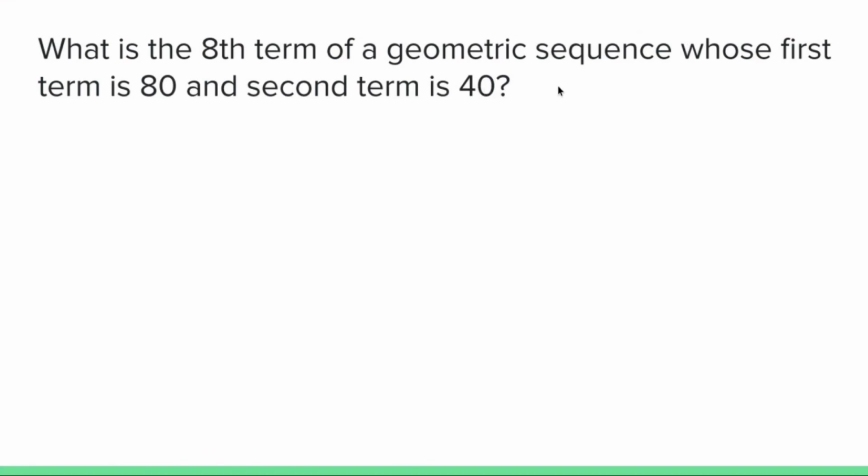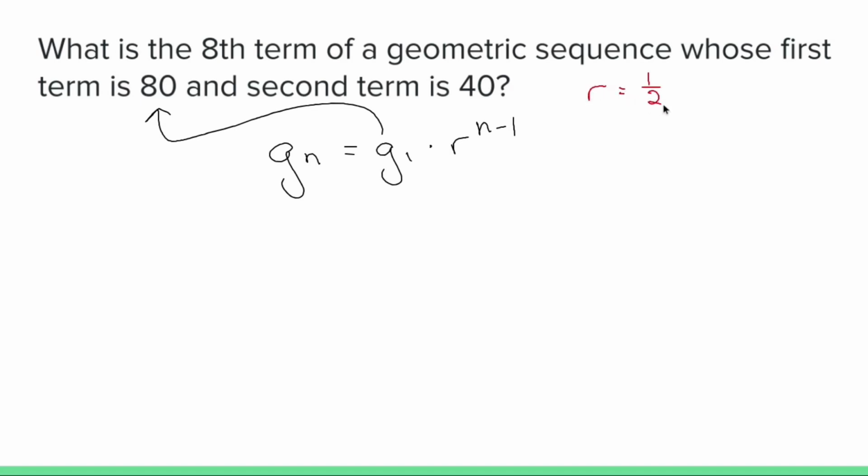What is the eighth term of a geometric sequence whose first term is 80 and second term is 40? All right, so let's write out the general formula for a geometric sequence. G sub n equals g sub 1 times r to the n minus 1. G sub 1 is my first term. We're in luck, we know what that is. That's 80. My second term is 40. And if we know that this is geometric, the only way we can get from 80 to 40 is if we multiply by a half. So that tells us that our common ratio is 1/2.